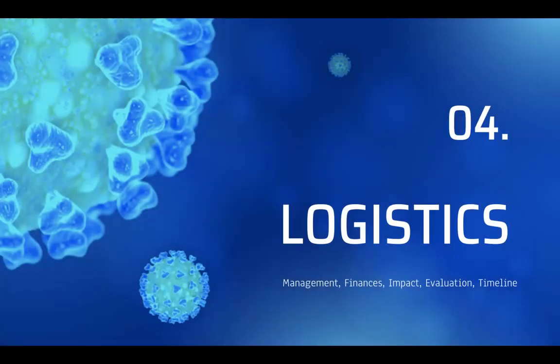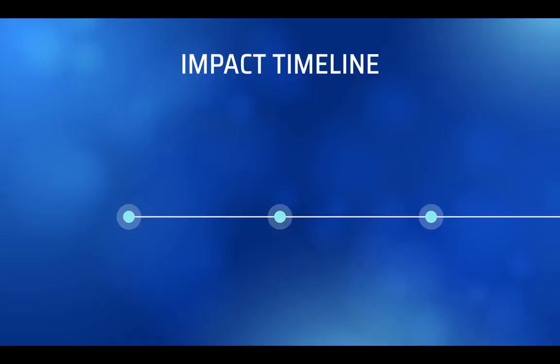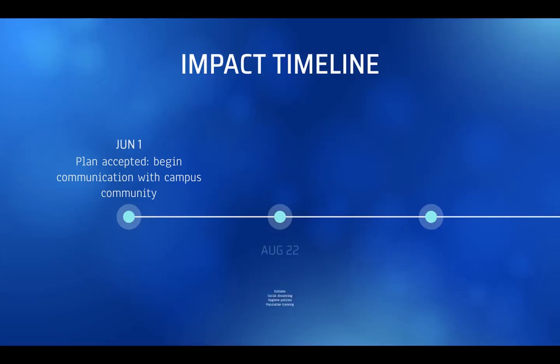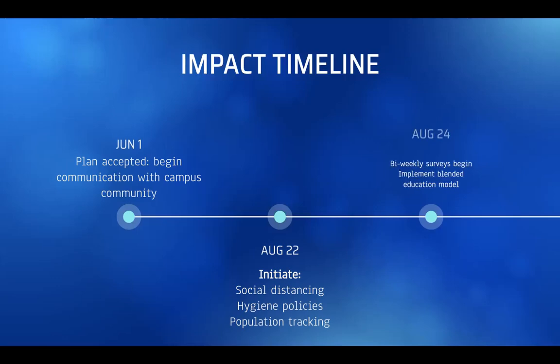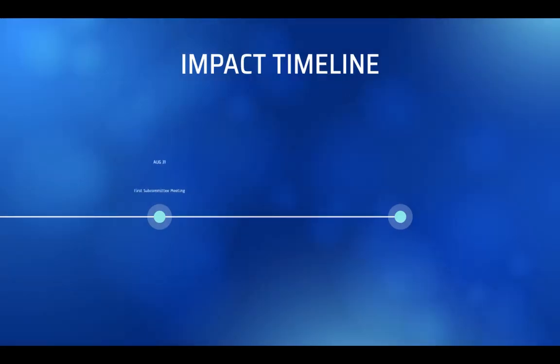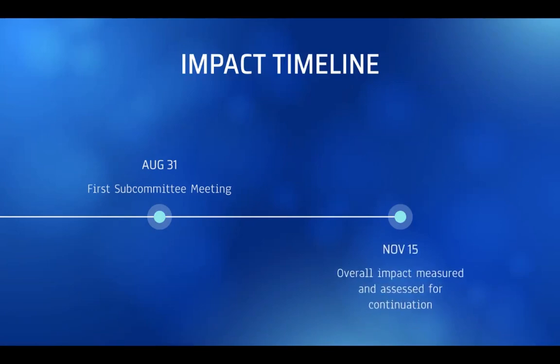Now for some logistics about the plan, including management, finances, our esteemed impact, evaluation, and the timeline of implementation. We plan to implement on June 1st when we begin communication with the campus community and will initiate our policies and protocols throughout the month of August. These processes will continue, be evaluated, and then conclude for evaluation on November 15th, at which point our overall impact may be measured and assessed for continuation.